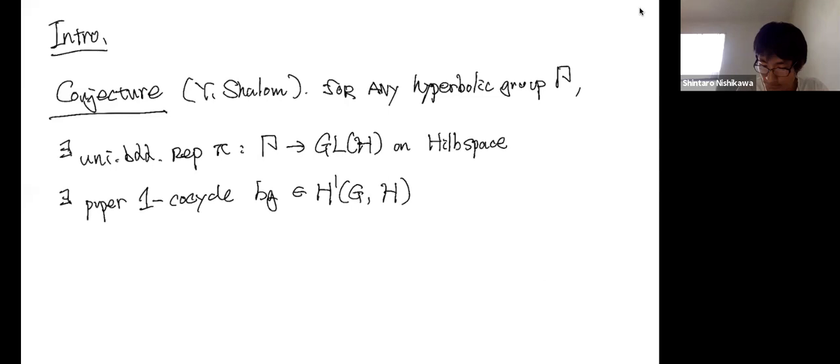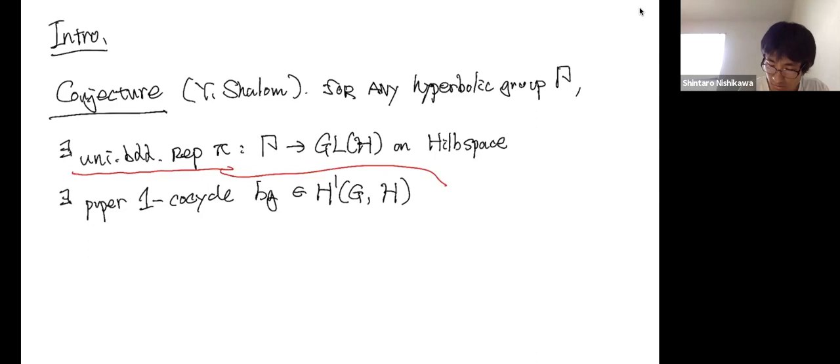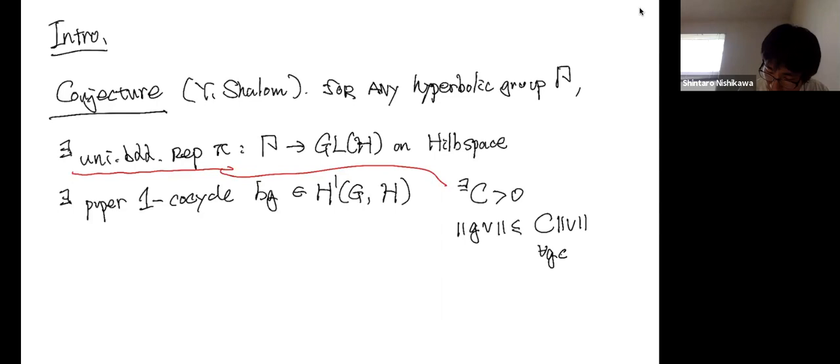So this is a conjecture, and let me explain two things, which are not quite common terminology. Uniformly bounded representation means that if you have a representation on a Hilbert space, there is a constant C such that the norm of pi(g)v is bounded by a constant times the norm of v, for any g and any v. It's easy to see that a unitary representation is a uniformly bounded representation.